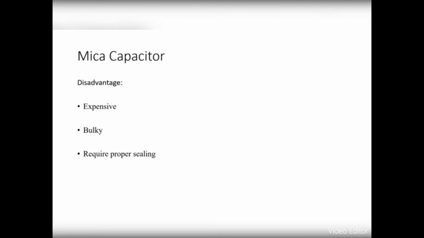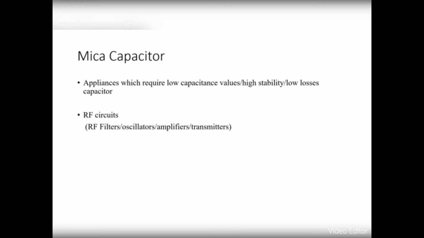There are various disadvantages of using mica capacitor. Mica capacitors are expensive and bulky as high cost and large volume is needed for achieving those advantages. Another disadvantage is that it needs proper sealing. Mica capacitor is used in appliances which require low capacitance values, high stability, and low loss capacitor. It is mainly used in power RF circuits. It can be found in RF filters, oscillator, amplifier, and transmitter.